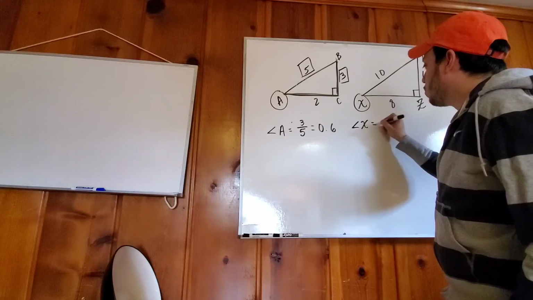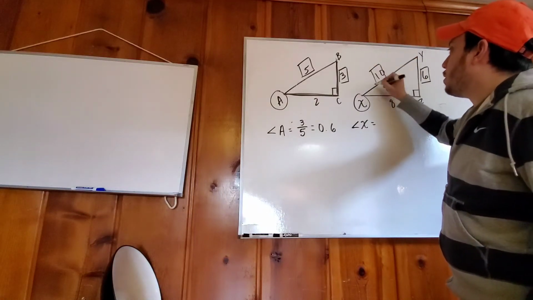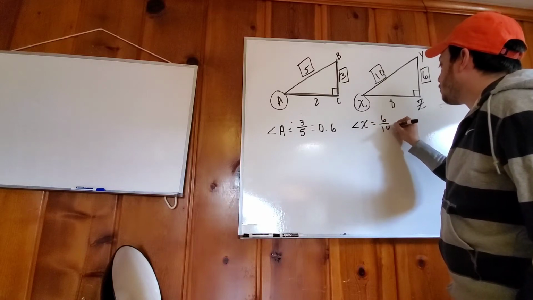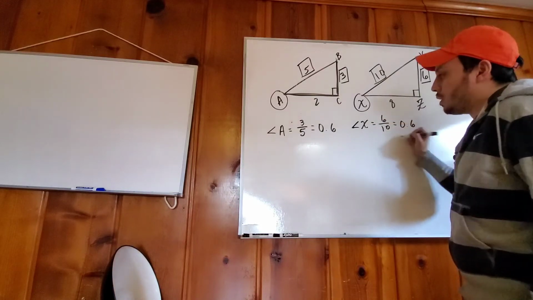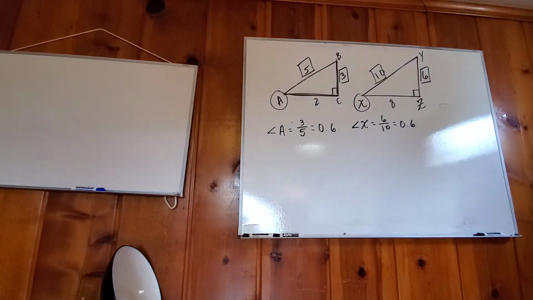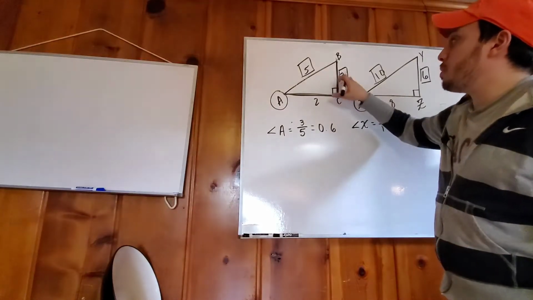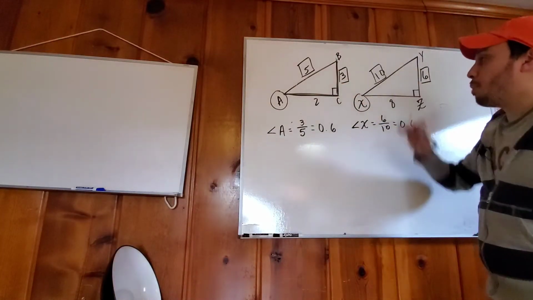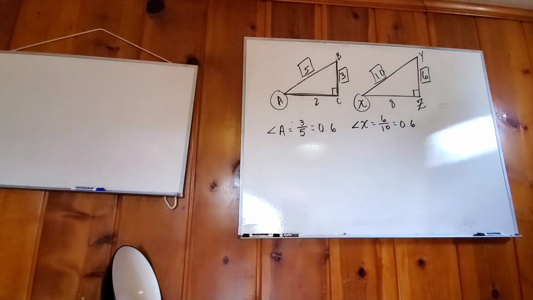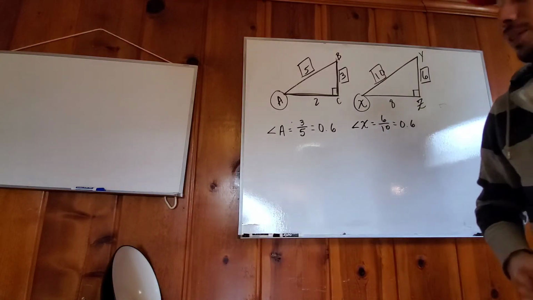What about angle X? Well, the opposite would be 6, and the hypotenuse is 10. So 6 over 10, 0.6. So then we can actually tell that these two triangles are similar because they have the same ratio for the opposite over the hypotenuse. The opposite over the hypotenuse would be 0.6 for both of them. And that is the first example of this lesson 112.